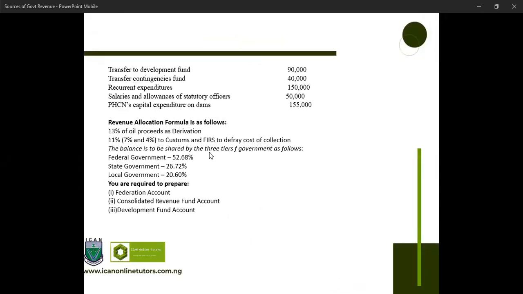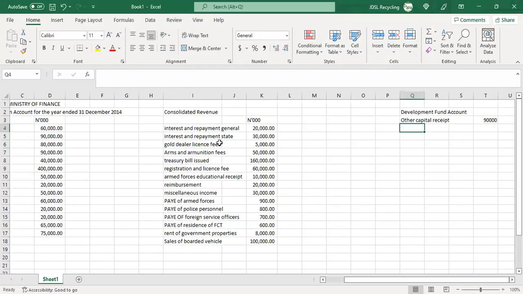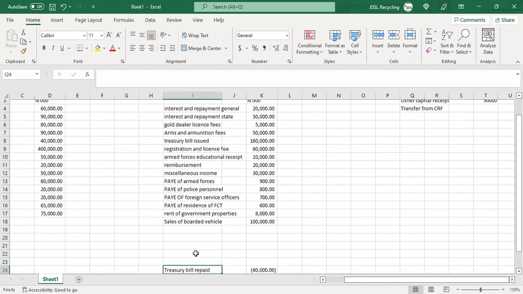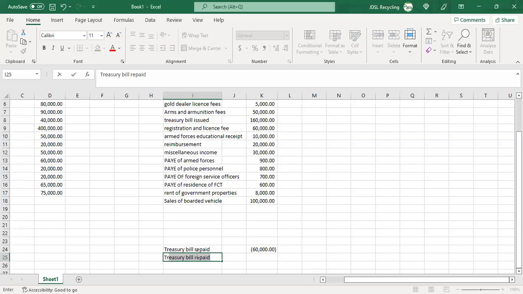Transfer to development fund. Development fund. So this will now be from where? It will now be outflow here, right? Yes, sir.